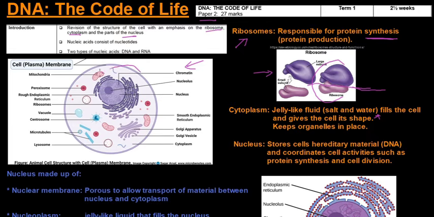Then the nucleus, which is this structure over here, stores the cell's hereditary material in the form of DNA, and it also coordinates cell activities such as protein synthesis, which we'll look at in a later video, and cell division. There are more activities. These are just some of the major ones.